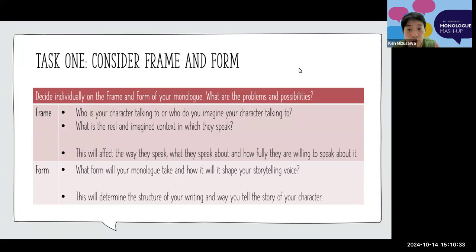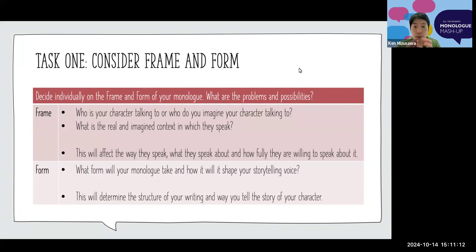Is there a social context? Is there a fictional reality in which they are speaking to other characters? Or is it happening in an undefined, undisclosed space inhabited only by audience and character? Okay? All these choices will determine how freely a character will speak to us, how confessional the monologue will appear to us. It will affect what they speak about and how fully they're willing to speak about it.